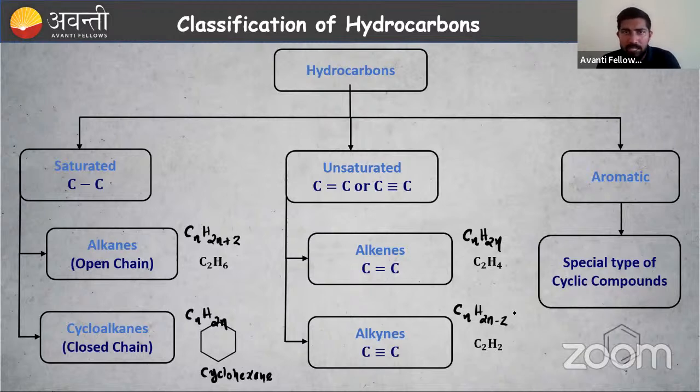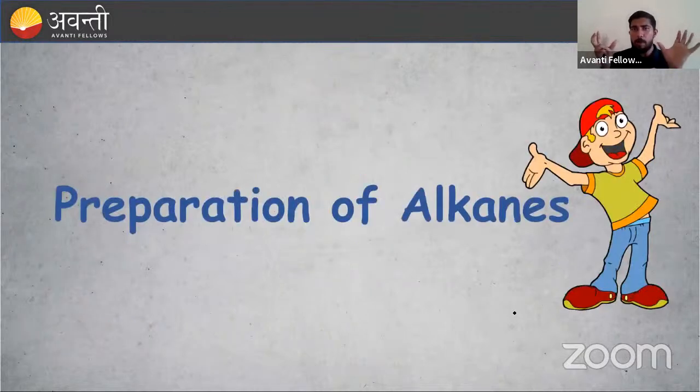Then our aromatic, right? So IUPAC nomenclature, okay. Then this one. Then preparation of alkanes. We have to study the methods of preparation of alkanes. How can we prepare alkanes?